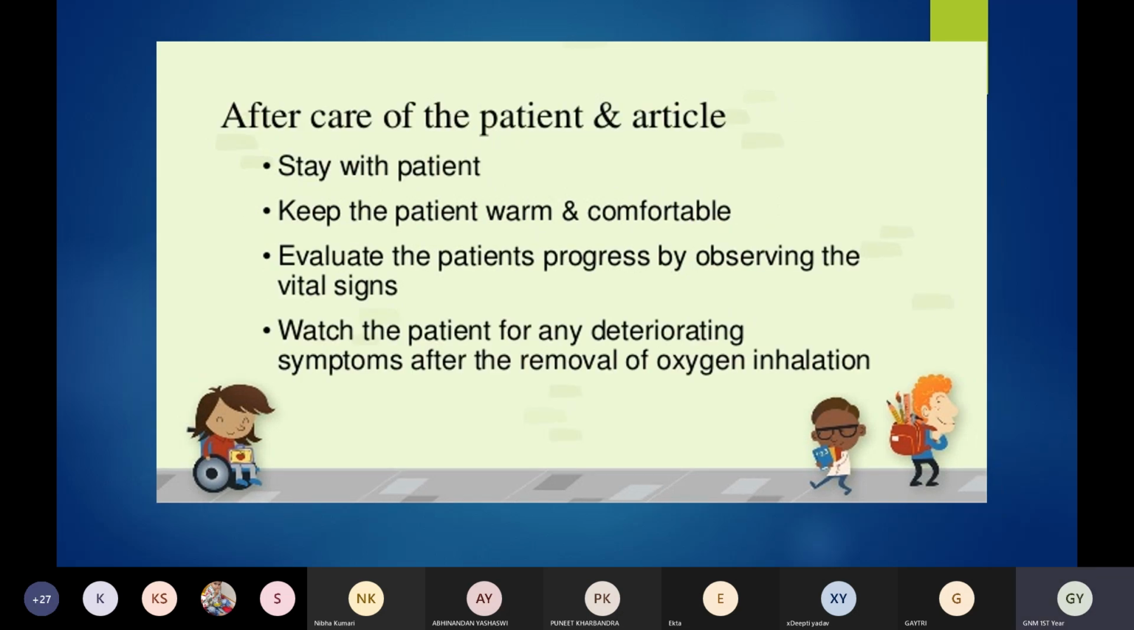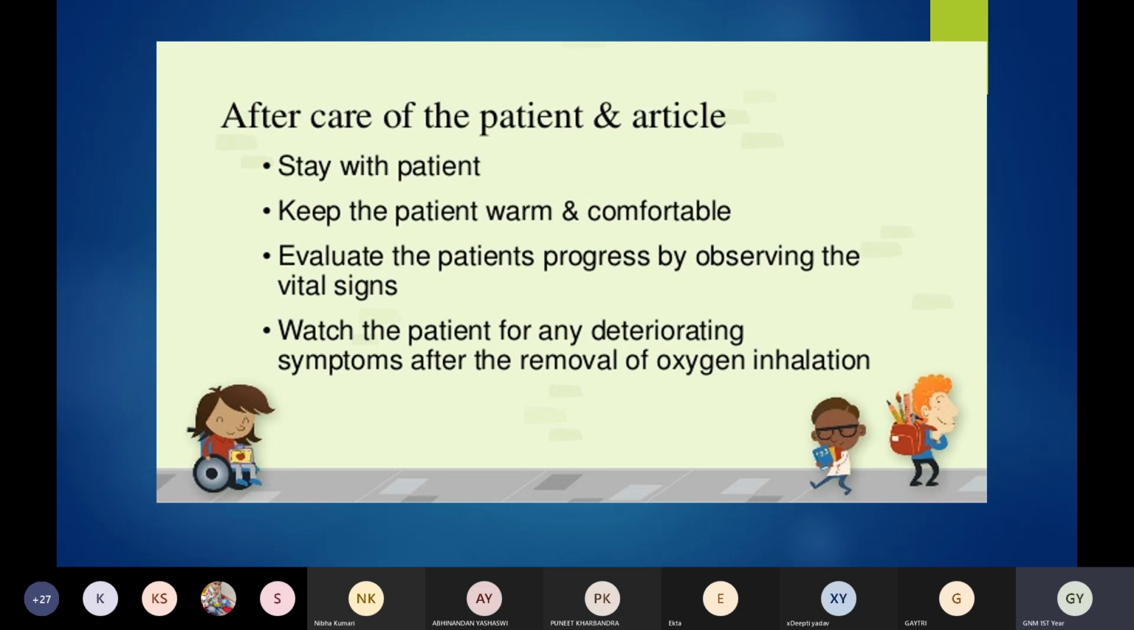Then what is the aftercare? After giving oxygen to the patient, what responsibilities do we have to follow? Number 1, stay with the patient. Sometimes the patient can have difficulty in breathing again. They can have distress or they can have dyspnea again. So you have to stay with the patient.